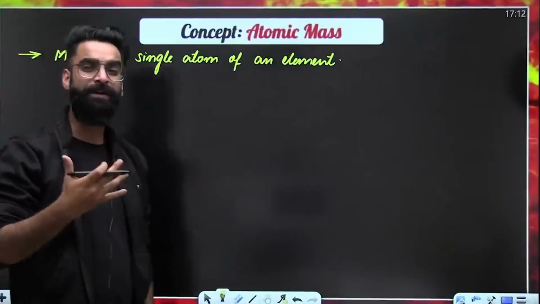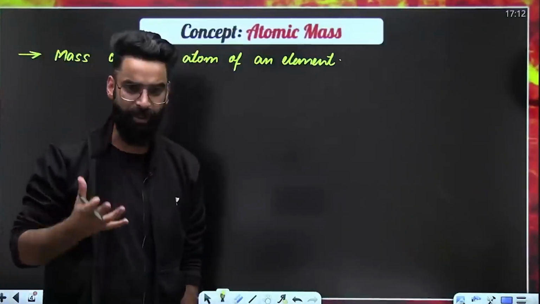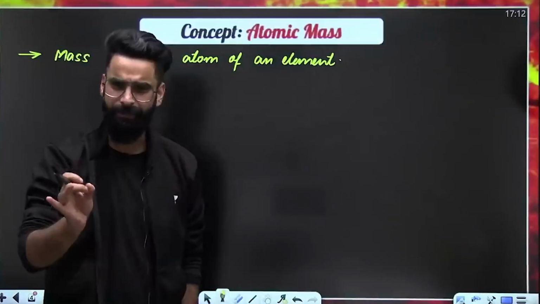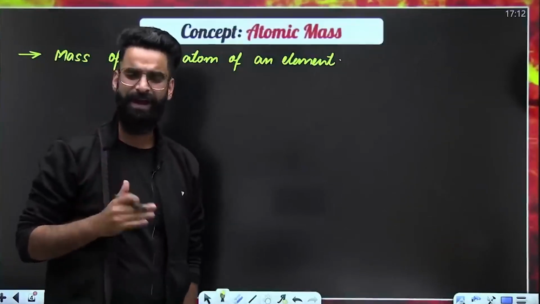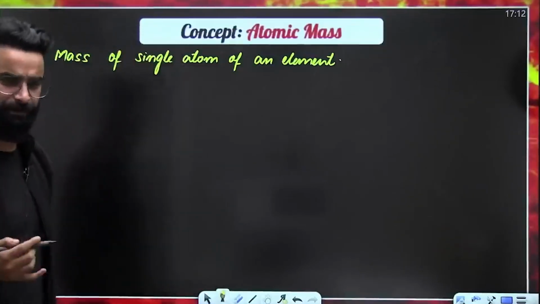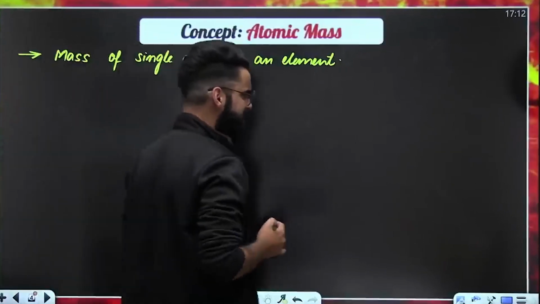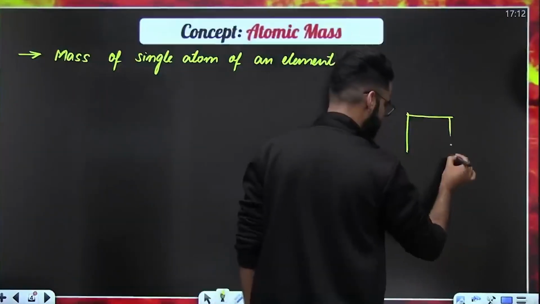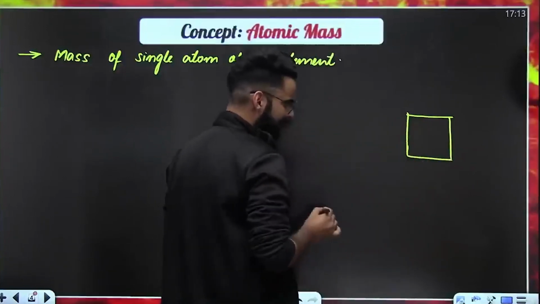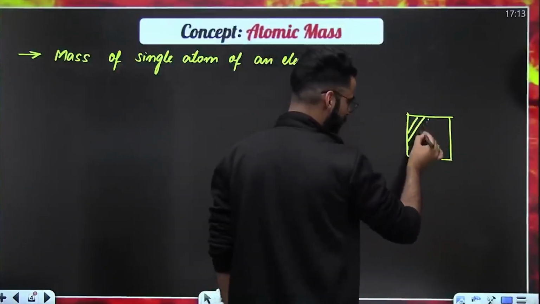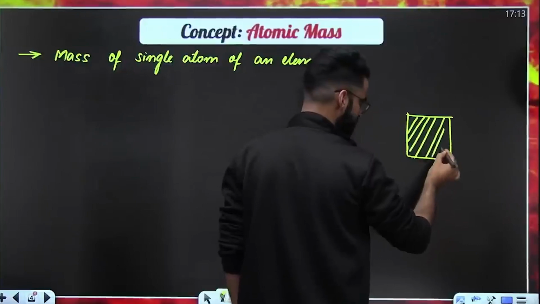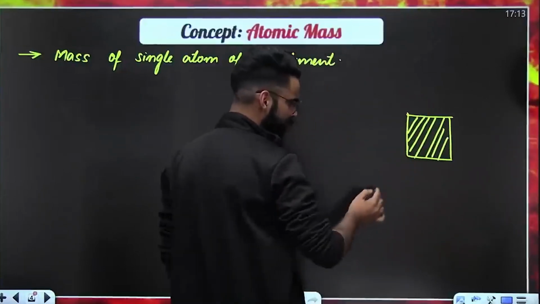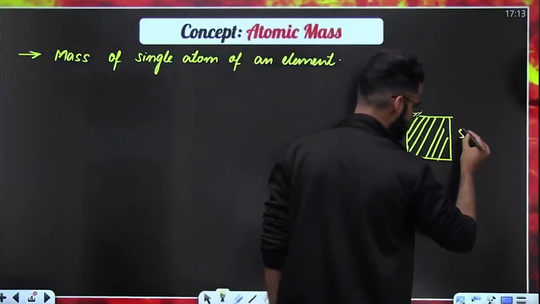In order to make you understand the actual definition of atomic mass, I will have to tell you some basic things. And what are those basic things? Let's have a look. My dear students, as I make you understand with this particular example, let's say I have taken an object over here. This is one object, and I'm assuming the weight of this particular object is 5 kilograms.